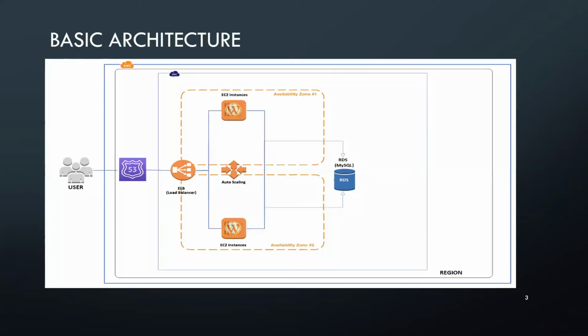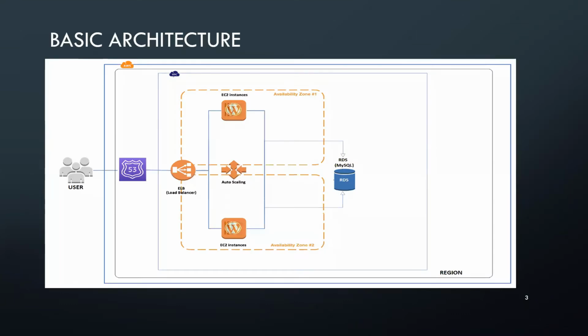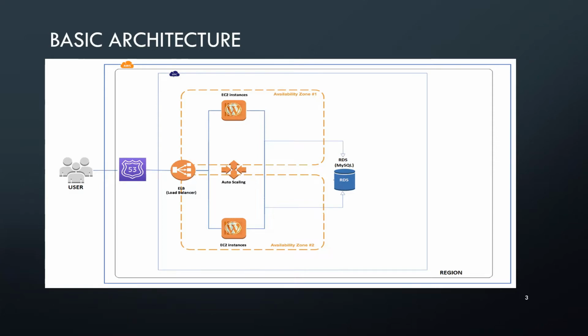Okay, so let's start by understanding the basic architecture of a highly available network. To deploy this architecture, first we need to create a VPC. VPC means a logical network. First we need to create a logical network on AWS, or we can also call it a VPC.